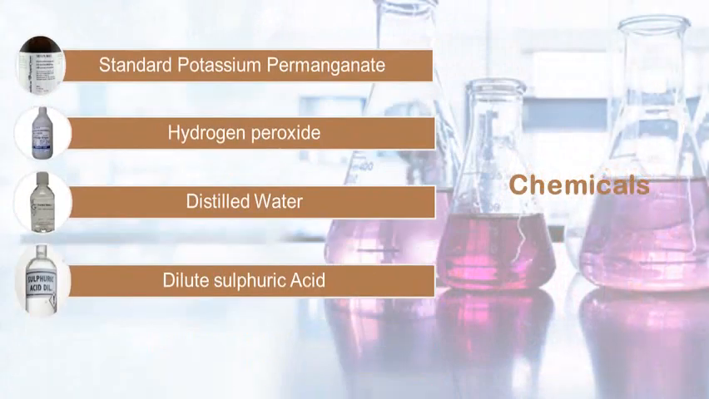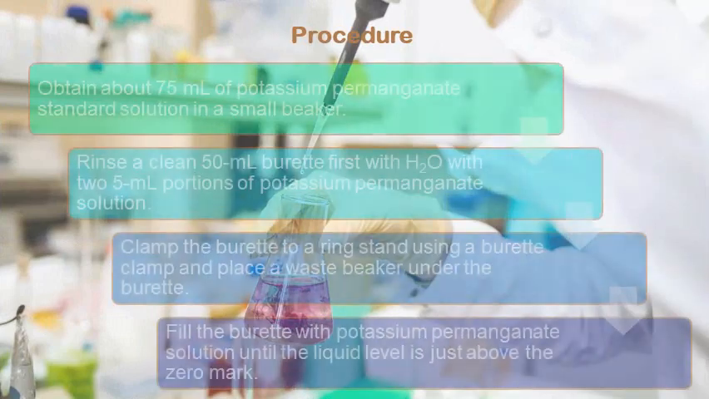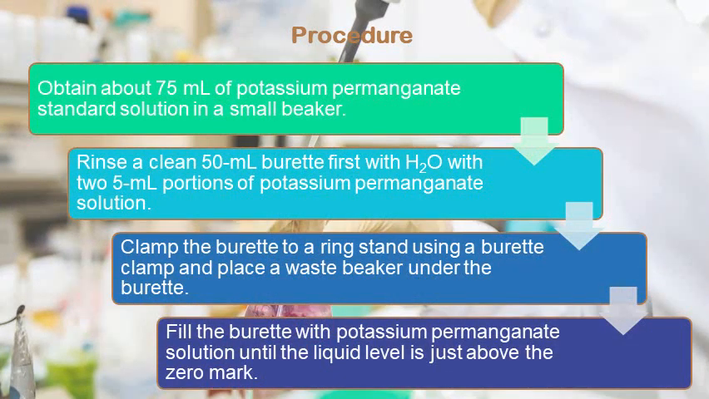Chemicals used for the titration are standard potassium permanganate, hydrogen peroxide, distilled water and dilute sulfuric acid. Procedure of the titration: first of all, obtain about 75 ml of potassium permanganate standard solution in a small beaker.